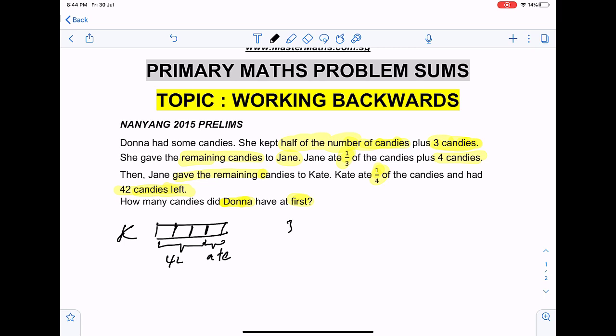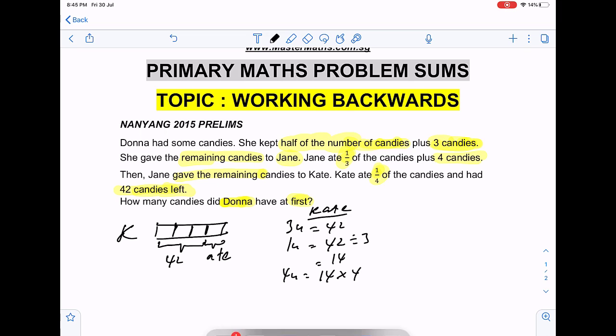So 3 units for Kate. We talk about Kate first. 3 units will be equivalent to 42 candies. We can find 1 unit. 42 divided by 3. That is 14. And we can proceed to find Kate's amount of candies. 14 times 4. 56. So Kate had 56 candies. Now where did these candies come from? It came from Jane.